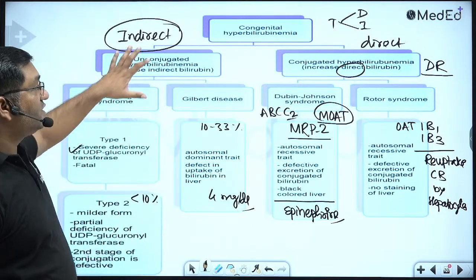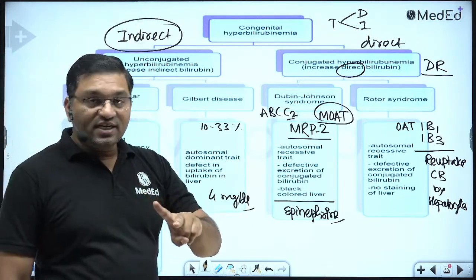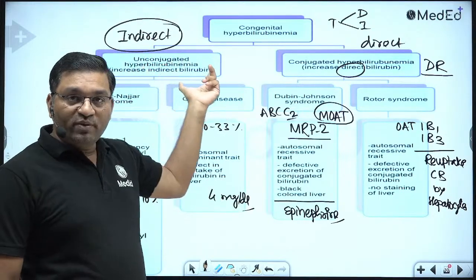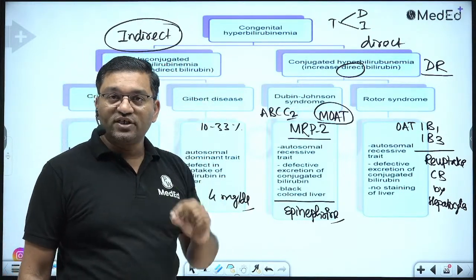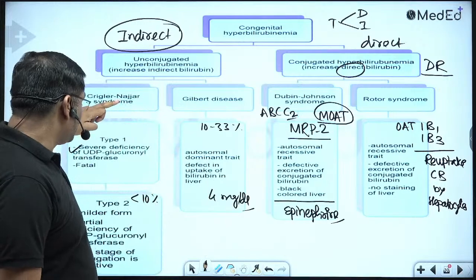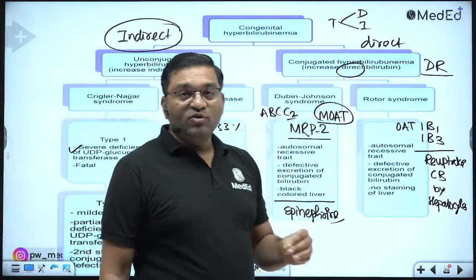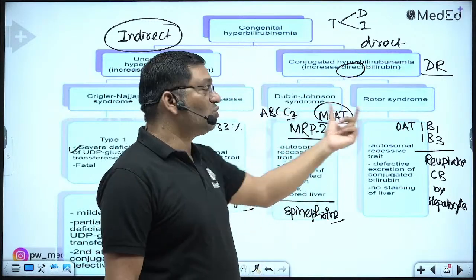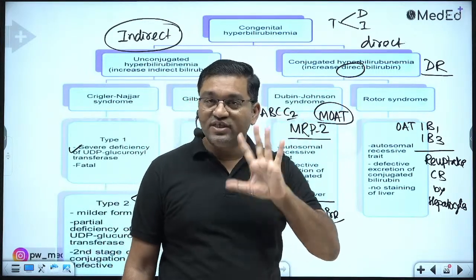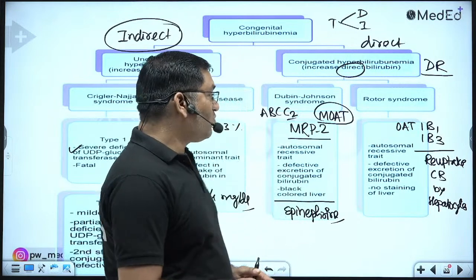So remember this first. Indirect hyperbilirubinemia, or increase in the unconjugated bilirubin, occurs in Crigler-Najjar syndrome type 1, type 2 and Gilbert's disease. And increase in the direct bilirubin occurs in Dubin-Johnson syndrome and Rotor syndrome. Remember this first, then remember the points for each.